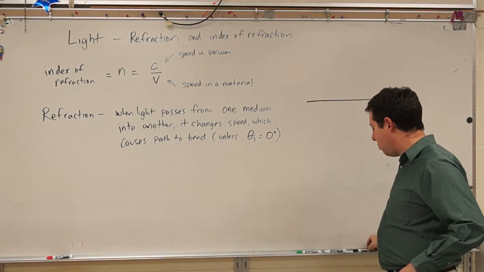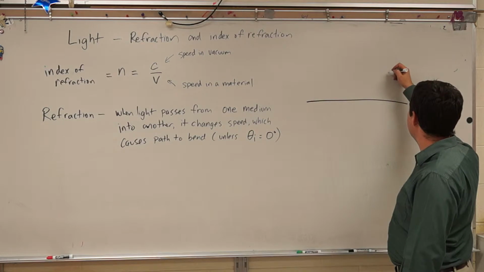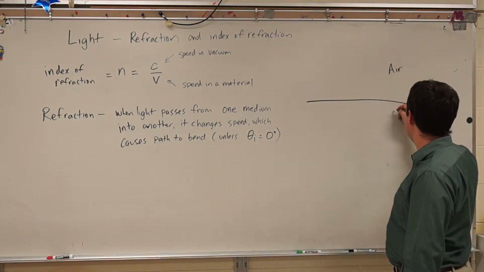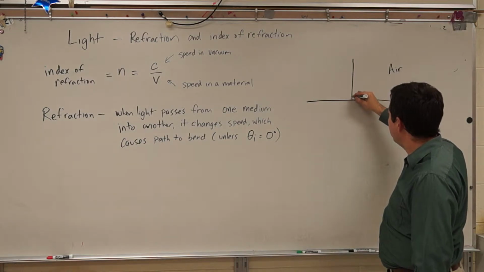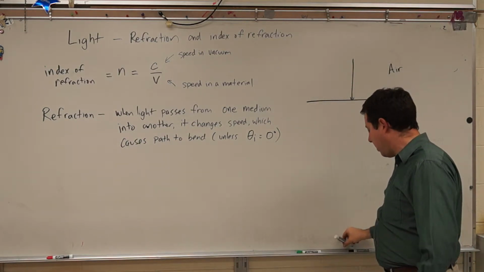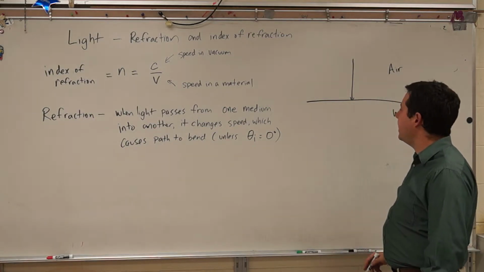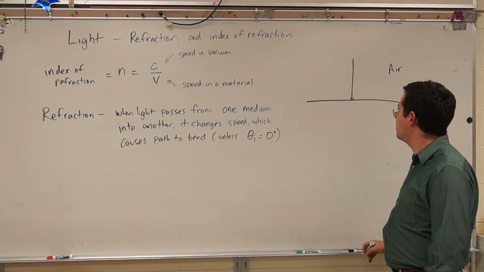So imagine, if you will, we're going to look again at our materials. Let's say that this is air and then this is water. If you get a beam of light traveling like this, and your normal is exactly the same direction, then you're not going to get any bending. It's going to go straight through. And the math is going to show that to us too.